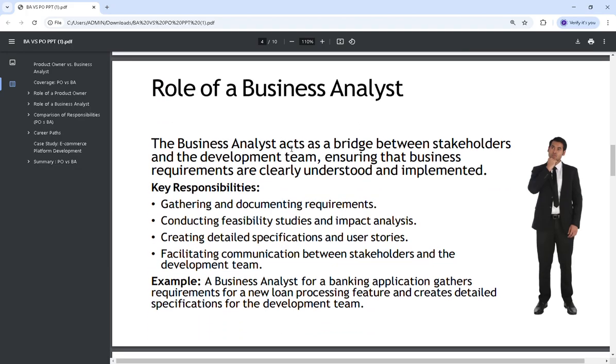Now, what exactly is the role of a business analyst here? Now we have some idea about the product owner.